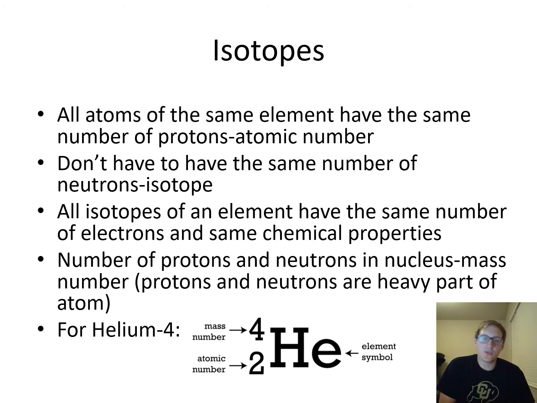The number of protons and neutrons in the nucleus is known as the mass number, and that was back when you guys had to add the neutrons to protons to get the mass number. For example, helium-4 is right here. It has a mass number of 4 and an atomic number of 2. That tells me I have 2 protons and 2 neutrons. 2 plus 2 is 4.